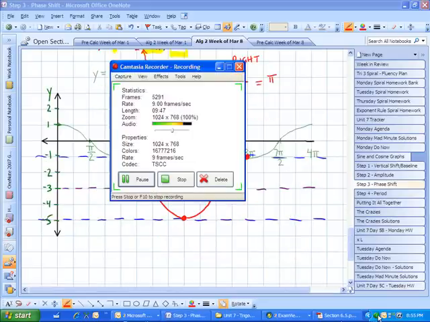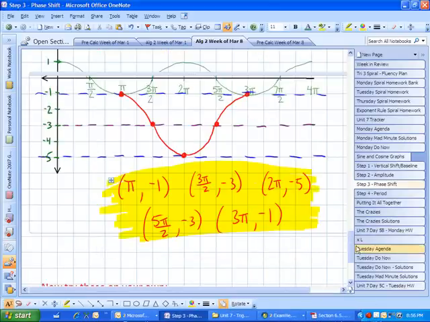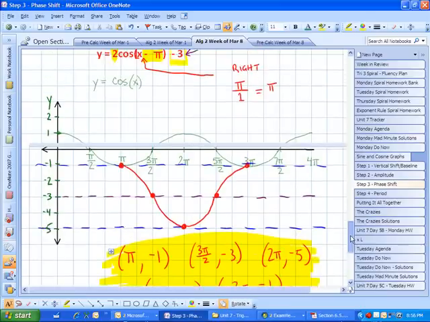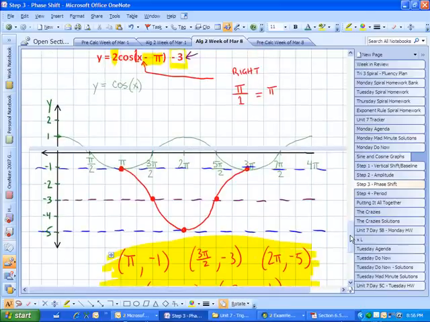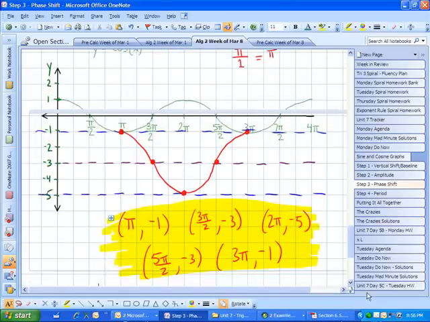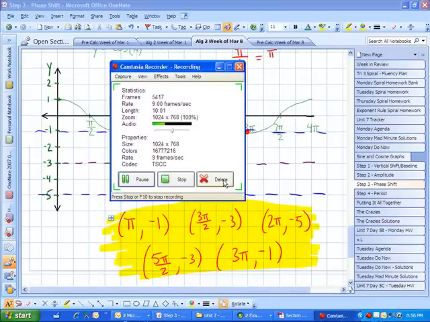Let's get our PowerPoints for this one. There are your PowerPoints for the graph. y equals 2 times the cosine of parentheses x minus pi, close your parentheses, minus 3. Those are our power points. All right, we're done with step 3. Try the problems below.